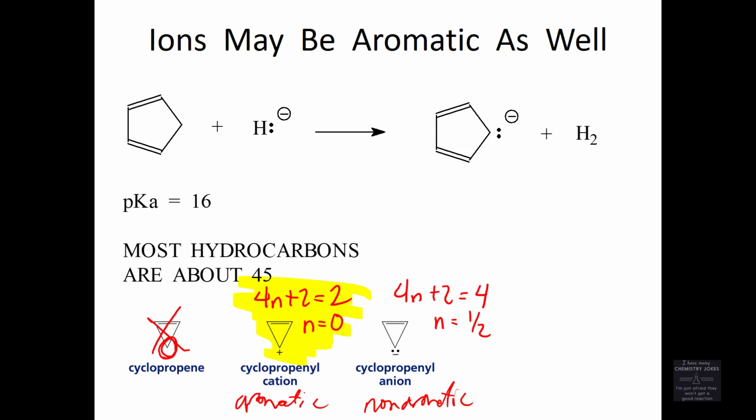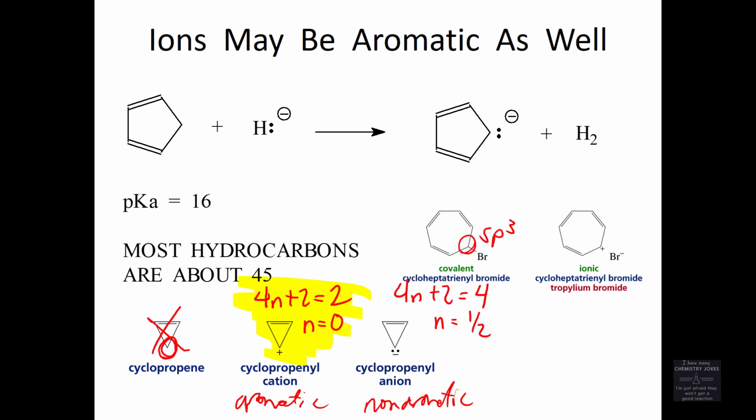Yep. In this cycloheptatrienyl bromide, there's an sp3 carbon, not aromatic. But here, the cation is aromatic. Because I've got 2, 4, 6 pi electrons. 4n plus 2 equals 6. Just like benzene, n equals 1. Yep, it's aromatic. All right.